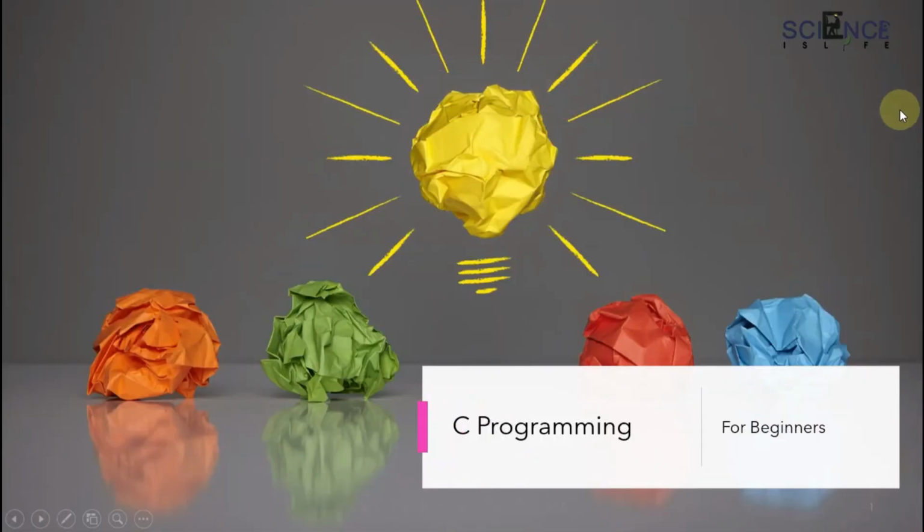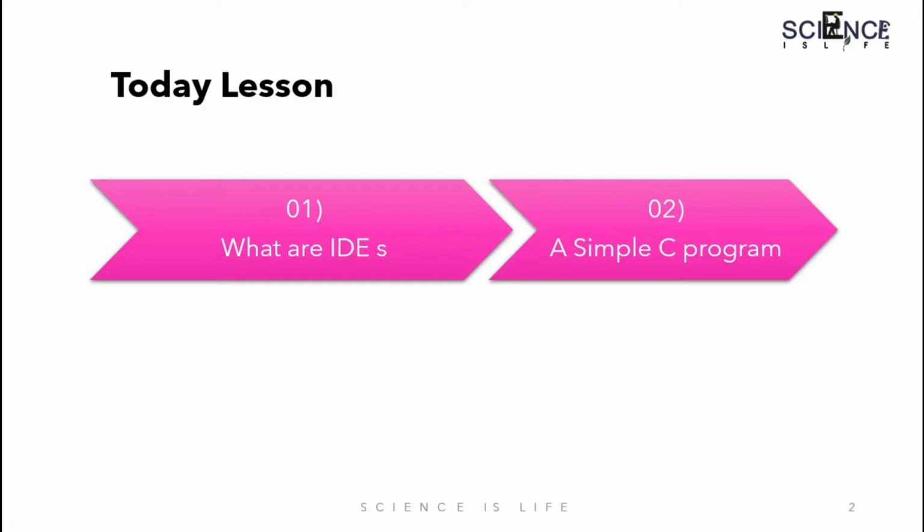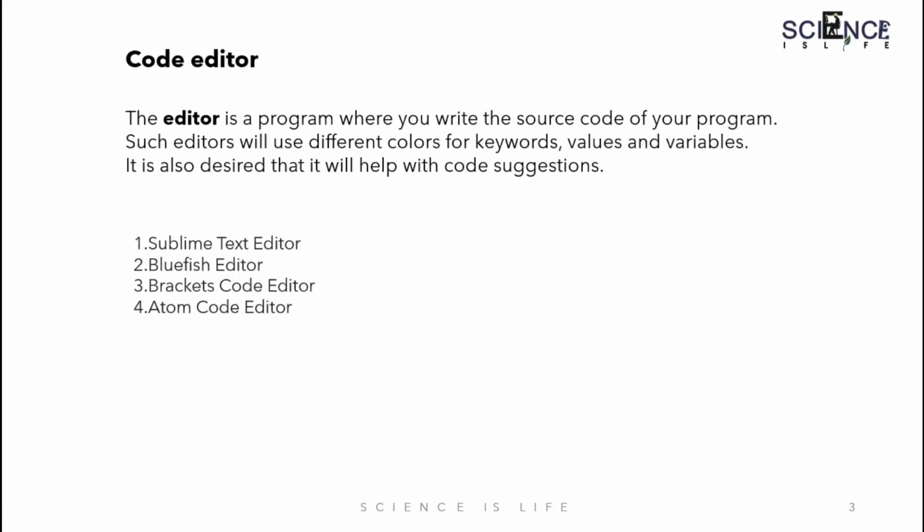In today's lesson, we hope to talk about what IDEs are, and later we will explain a very simple C program, right? So first, before we move to IDEs, I'll explain code editors and compilers. What is a code editor? A code editor is a program where we write the source code of our program. That means a code editor is just an application software where we write all of our code.